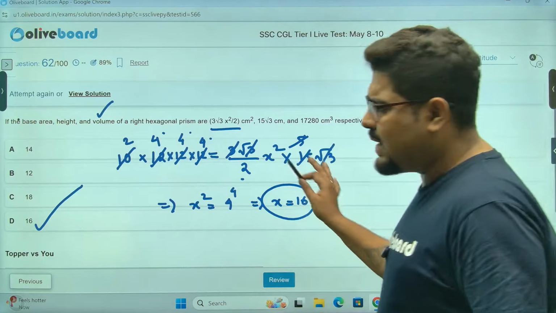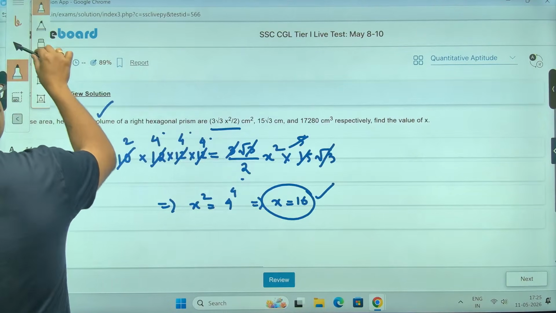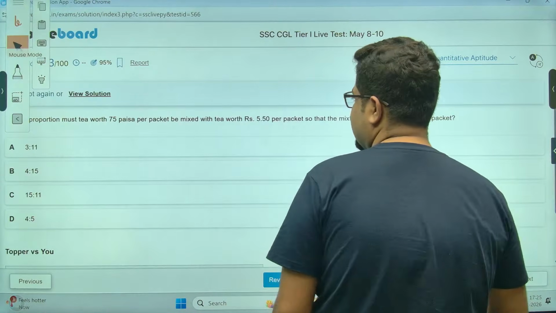They are asking x. Again, it's not a very difficult calculation. They have just given you the information. They have asked you to just put down the formula and calculate.